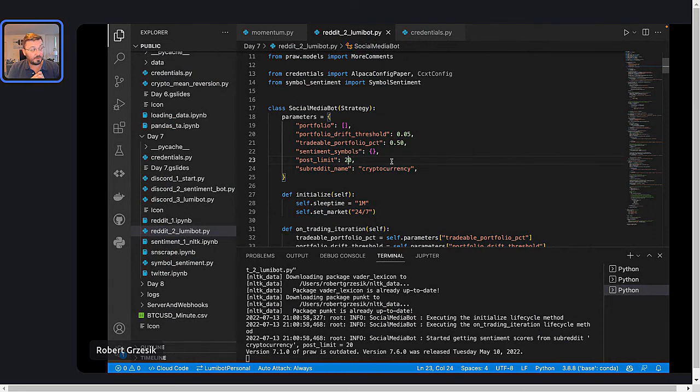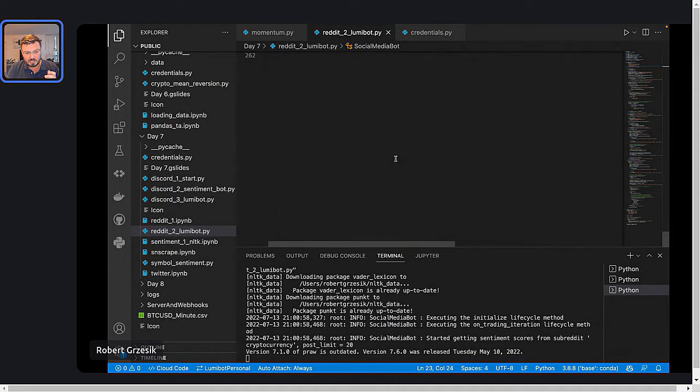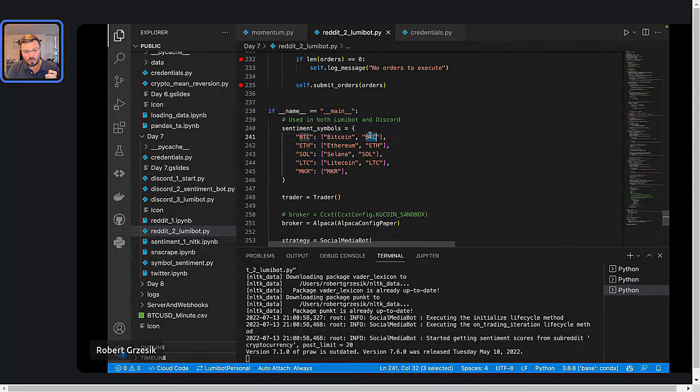But if you're running this bot for real, you probably would want to have it read even more comments at a time. And you could do things like, what coins are the most popular right now? Just buy those coins. That's what this is doing. We're going to be looking at a bag of coins: Bitcoin, Ethereum, Solana, Litecoin, and Maker. We're going to be searching for any mentions of those in this cryptocurrency subreddit.